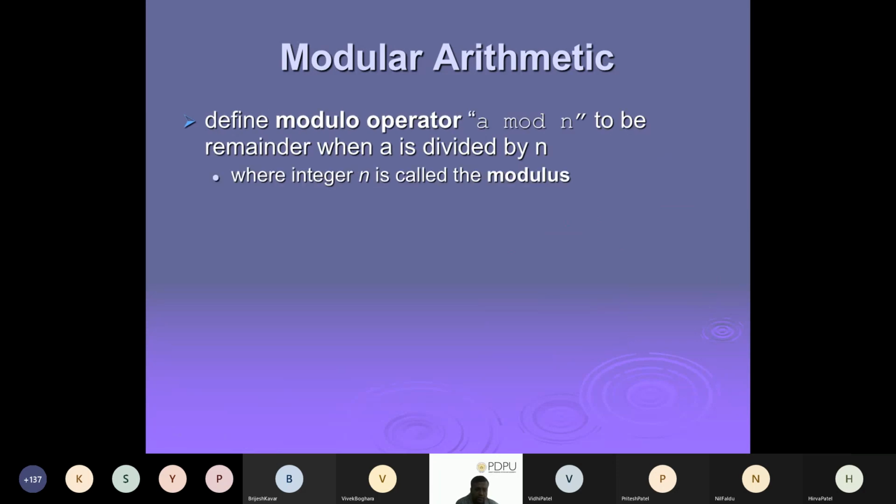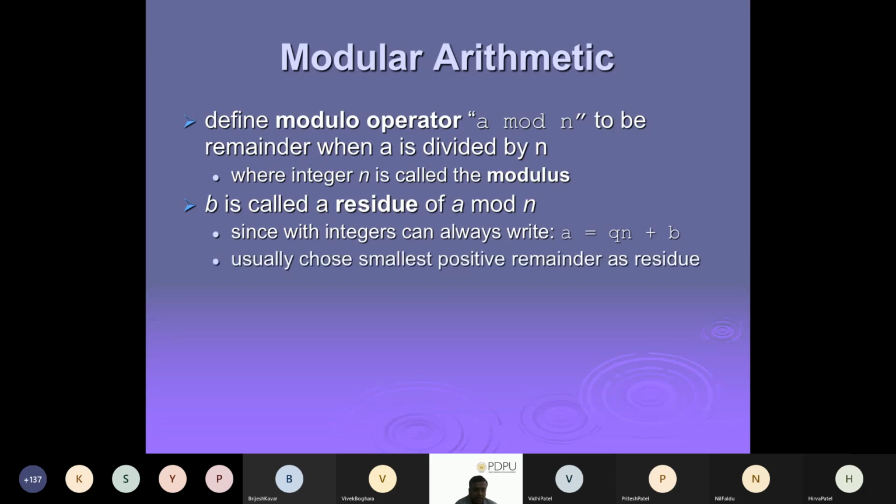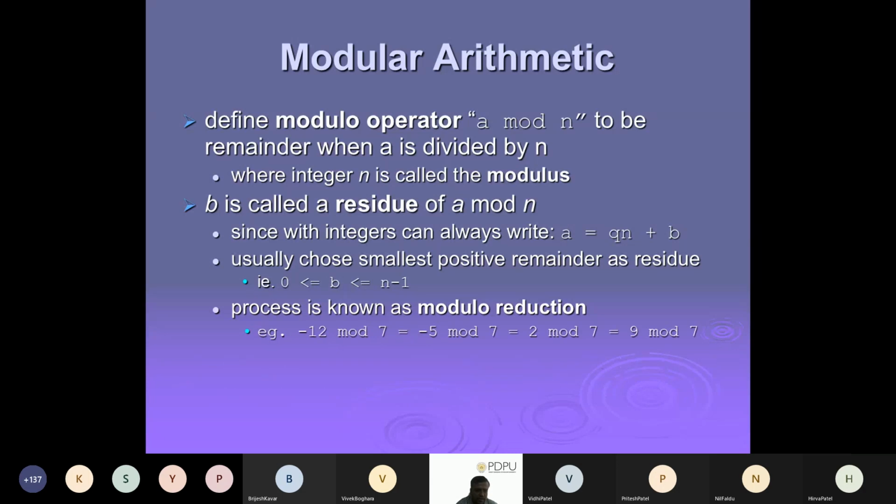So this is what modulo operations are. The expression is a mod n, where n is called the modulus. Whatever answer we get from a mod n, in our example of 30 mod 6 that is 0, we call the residue, or in our words also the remainder. In general, we have a equals qn plus b, where b is always between 0 and n minus 1. In the last lecture we already proved why b can never be n, otherwise it becomes q plus 1.